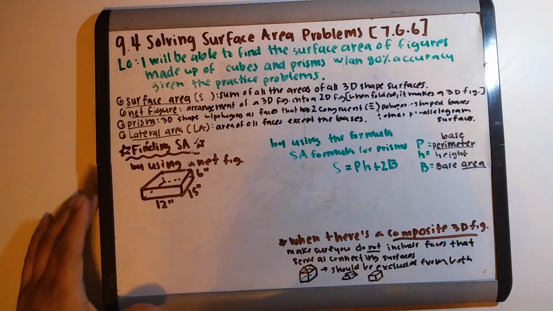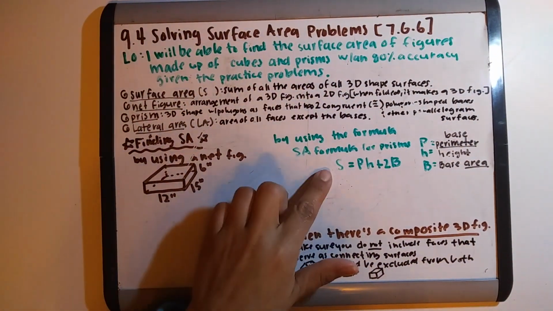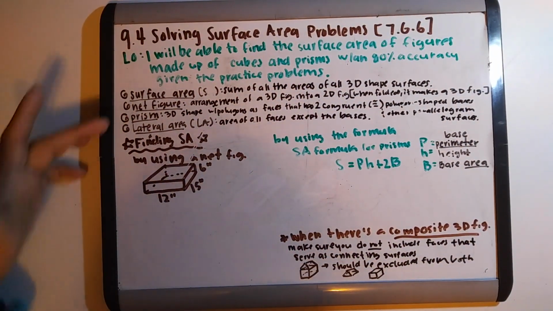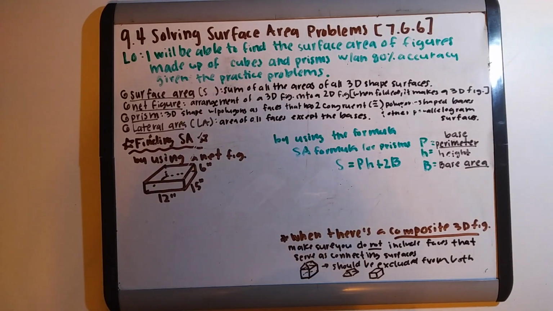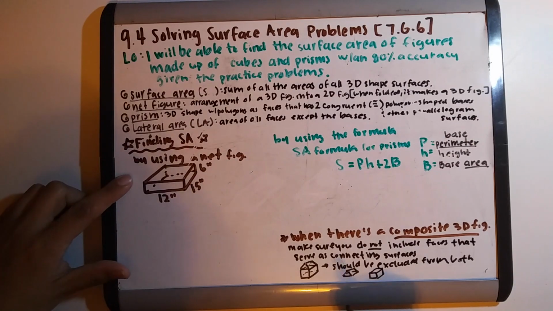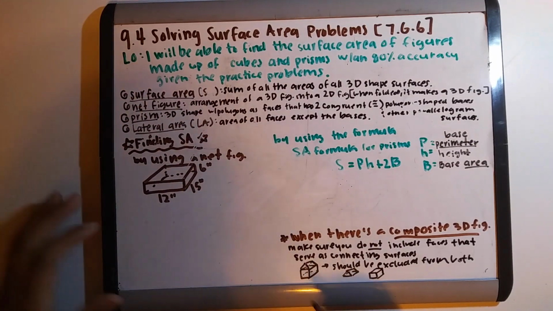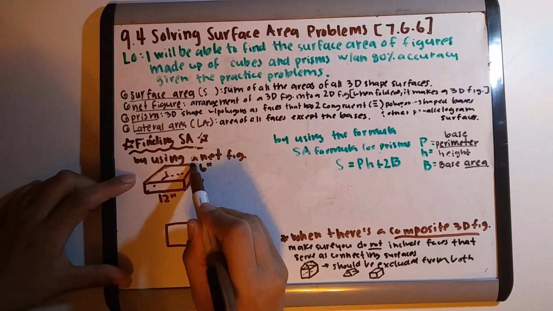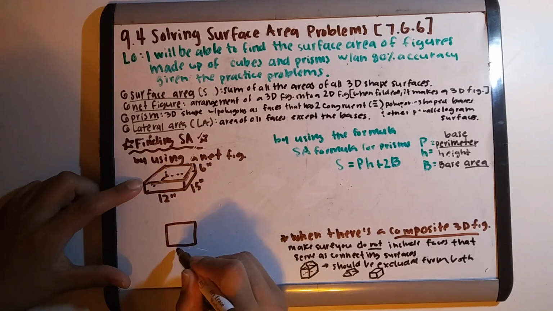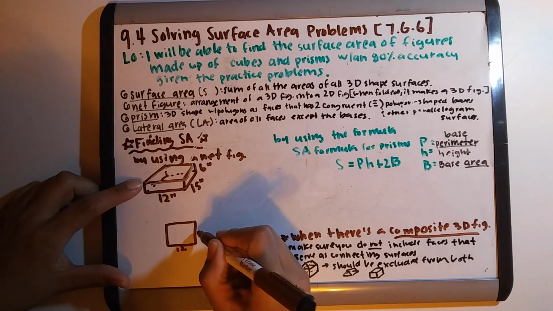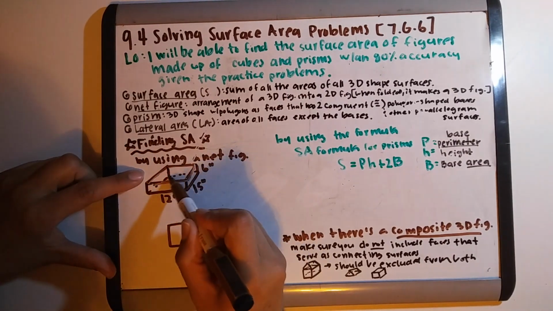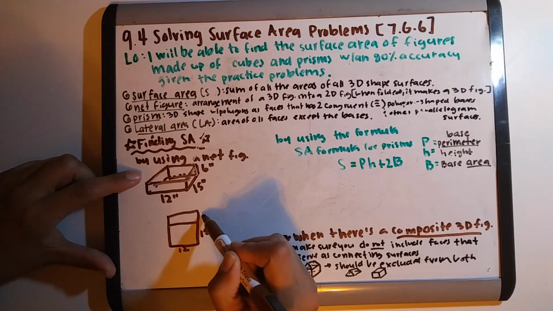Okay, so there are different ways to do it. You can use the formula, you can do it by doing the net figure. So I'm going to show you both ways and you choose whichever one is easier or preferred by you. So this one I'm going to lay it flat. So I'm going to open the box and make it a net figure first. And this one right here, this side, so that's a 12. That's 12 by 15. And then I'm going to take this one right here. Again, that's 12 by 6.